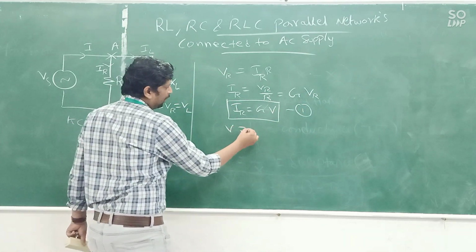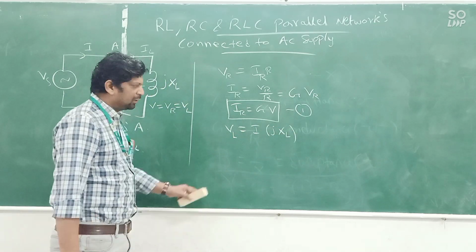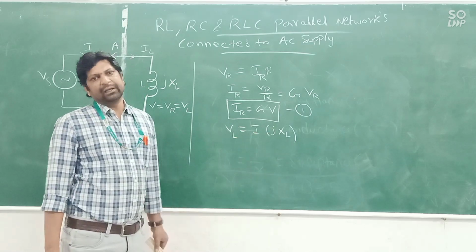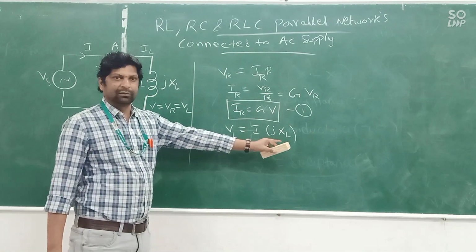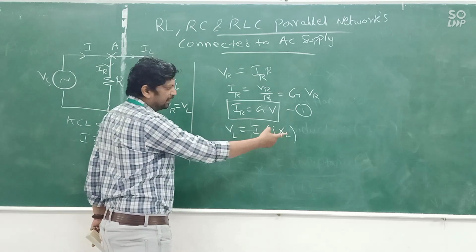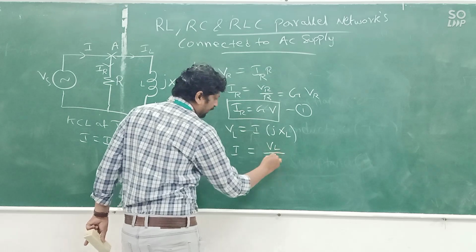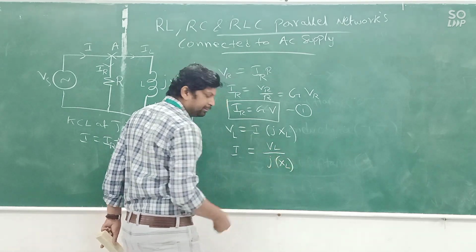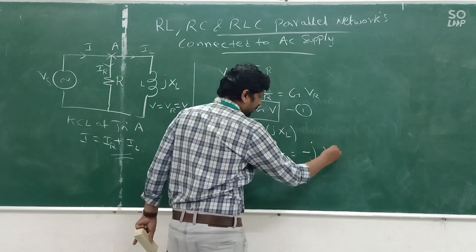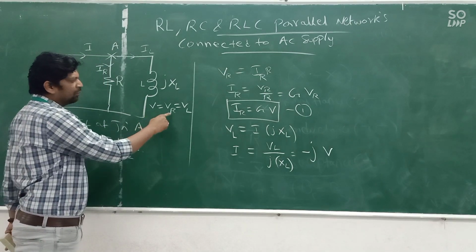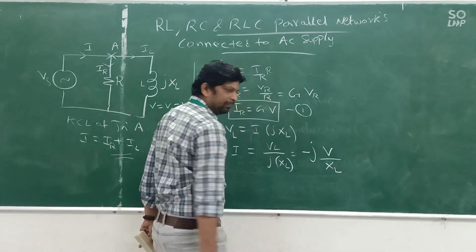Similarly, V is equal to I into jXL. This is the voltage across the inductor. Voltage across inductor VL is equal to I into jXL, because we have converted the inductor into inductive reactance. So VL is equal to I into jXL, or I can write it as I is equal to VL by j into XL. If I take j to the numerator, it will be minus j. In parallel branches, voltages are equal, so VL is V. So IL is V by XL.